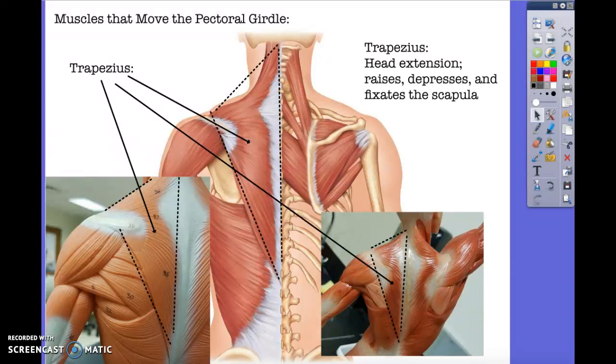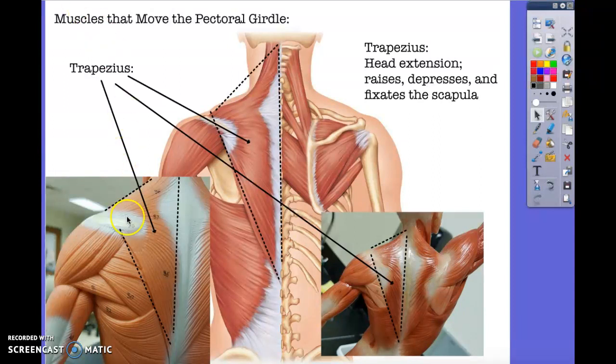Welcome back. This video was made for my anatomy and physiology students preparing for their muscle practical. This session will review the upper extremity muscles. First, let's look at muscles that move the pectoral girdle. Again, we will use the PowerPoint diagrams from lab, along with our mini muscle man, our single muscle man, and our arm model. First, the trapezius.